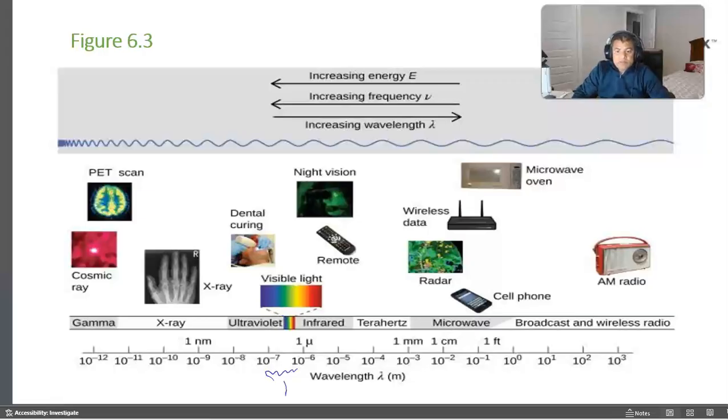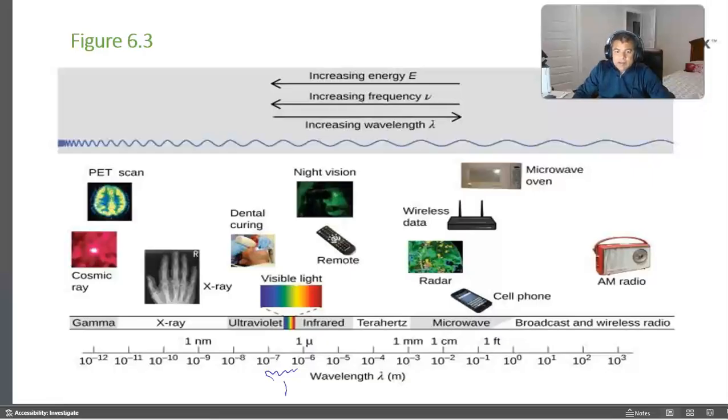And these are some examples, right? AM radio, cell phone, and then radar has this range, wireless has this range, microwave oven has this range, and like that. Night vision has about infrared. Night vision, you have seen, that's the infrared, right? And this is the UV, ultraviolet, X-ray things. So look at that here.